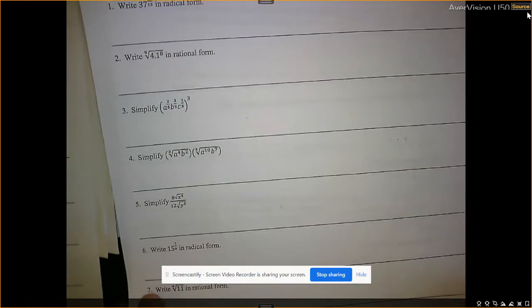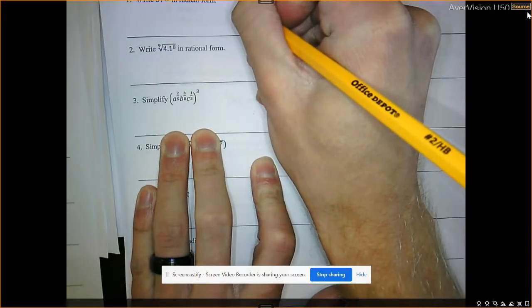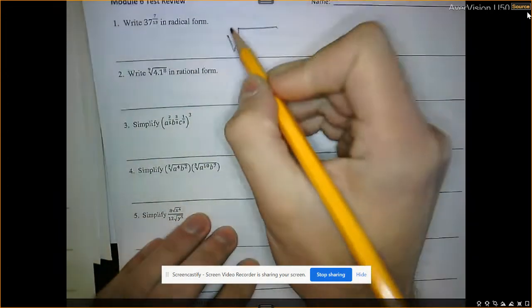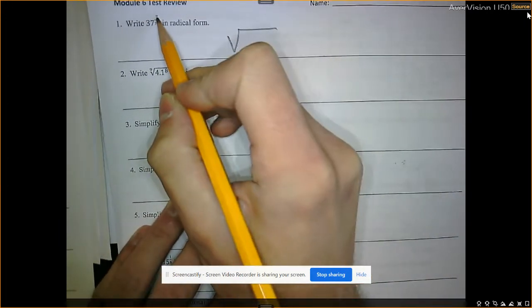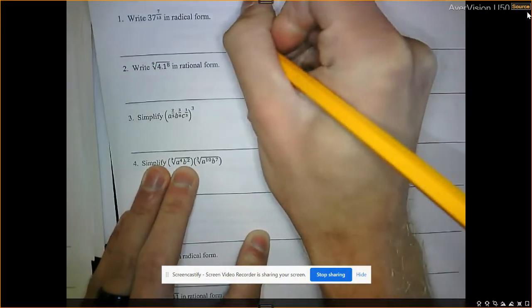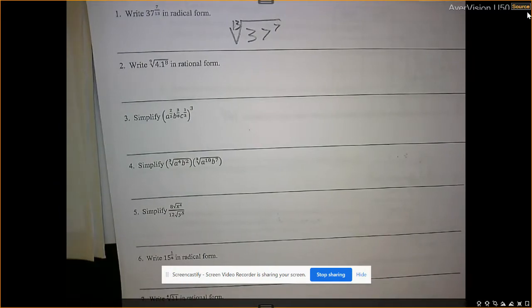Looking at the first one, it's just to write it in radical form. That means to write it with a root. So this is our radical, and remember, the numerator is our exponent and the denominator is our root. Simple as that. Done. Okay, moving on to the next one.